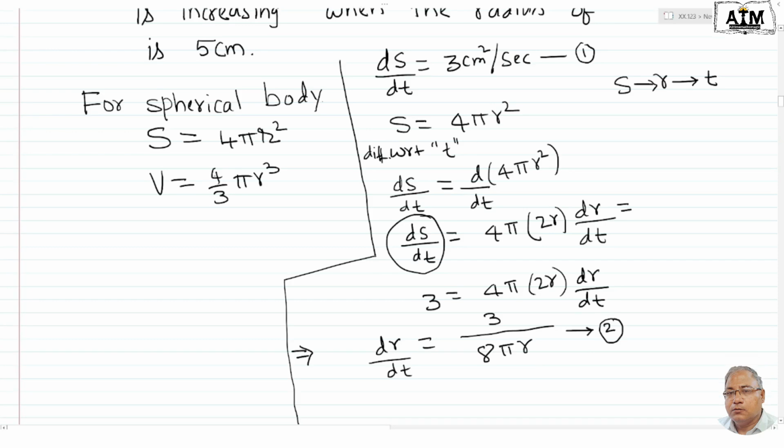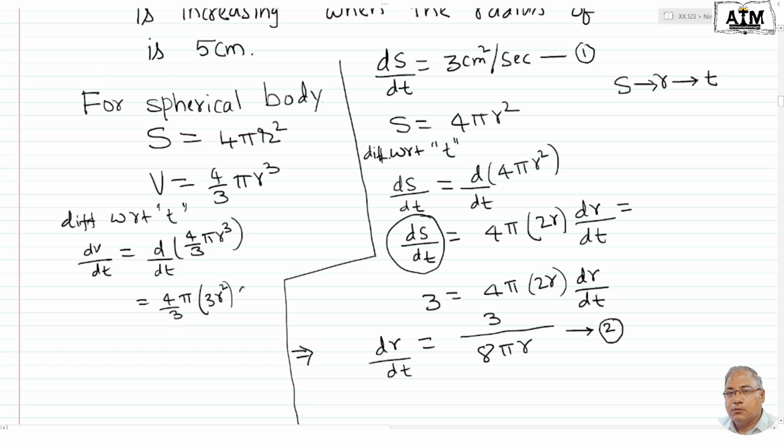Now the volume of the spherical body is given by 4 divided by 3 pi r cube, and we want to find out the rate at which the volume of the balloon is increasing. So we need to take the derivative of V, differentiating with respect to t. So we get dV by dt, that is the differentiation of 4 divided by 3 pi r cube with respect to t. This equals 4 divided by 3 pi as it is. The derivative of r cube is 3r square, and again dr by dt because r depends upon time. So we have dV by dt.